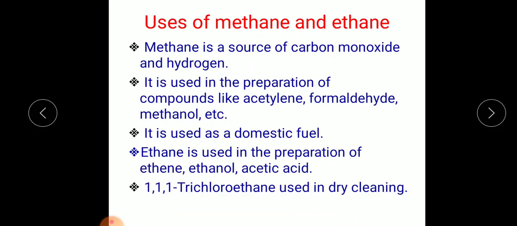Uses of methane and ethane. Methane is a source of carbon monoxide and hydrogen. It is used in the preparation of compounds like acetylene, formaldehyde, and methanol. It is used as a domestic fuel, which means it is used in the preparation of LPG, liquefied petroleum gas, and so on. Ethane is used in the preparation of ethene, ethanol, and acetic acid. 1,1,1-trichloroethane is used in dry cleaning. So these are a few uses of methane and ethane.